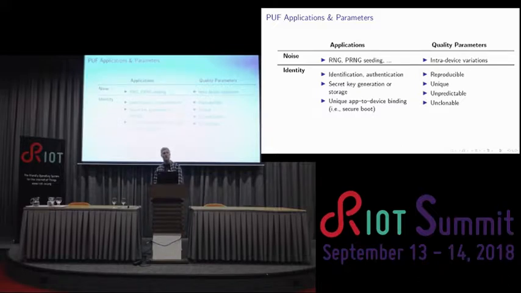The identifying component can be used for identification and authentication systems, secret key generation or storage, or device unique application to device bindings such as in secure boot systems. It qualifies by reproducibility or reliability, which somehow conflicts with the aforementioned noise component. We will deal with this later. Basically, this means that the PUF response should be the same each time the PUF is challenged. The response should be device unique, unpredictable, and unclonable.